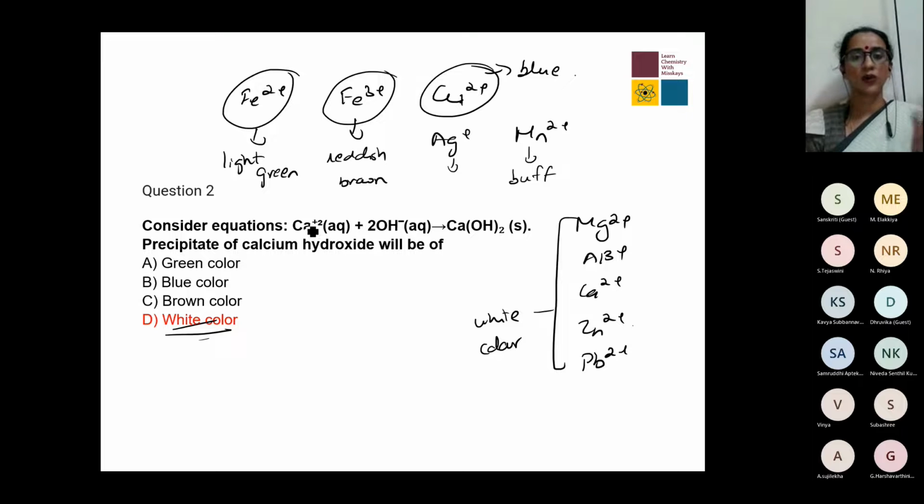So calcium, when it combines with hydroxide ions to form calcium hydroxide, we know there's a precipitate because it's indicated by the state symbol S, which means solid state. The precipitate of calcium hydroxide will be white in color, right? If it was green, it would be Fe2+. If it was blue, it would usually be copper, Cu2+. And brown would be Fe3+. Any questions?